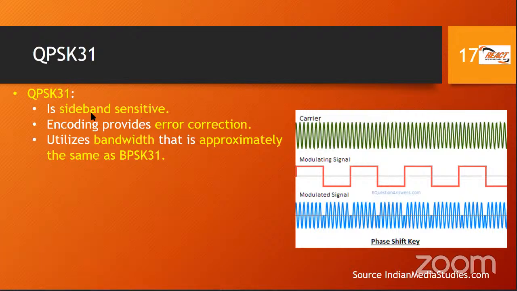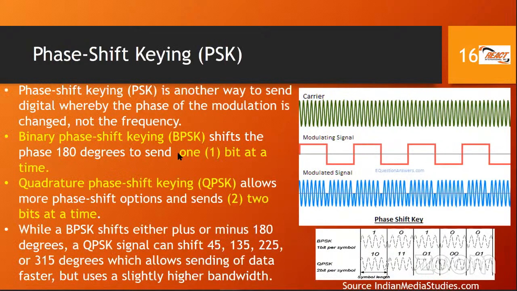We need to know that it is sideband sensitive. We need to know that there's error correction in the signal, and also that the bandwidth is approximately the same as BPSK31. So remember, we are comparing BPSK with QPSK. Again, this diagram below here shows a BPSK signal versus a QPSK signal, and we're saying it takes about the same amount of bandwidth, but we can double the amount of information that is transmitted at one time.